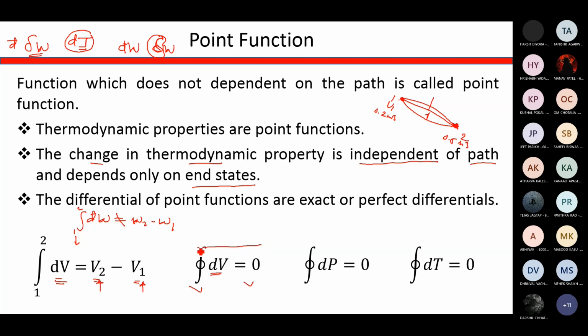What is the interpretation of this? Cyclic integral of dV will be 0. So if you have a system which starts from, let us say, the state point 1, it goes to point 2, again it goes to point 3, and it comes back to the initial state 1, right? So this is what is the cycle. So you are starting with some point and following a number of paths, you are coming back to the same initial state. So this is the cycle.